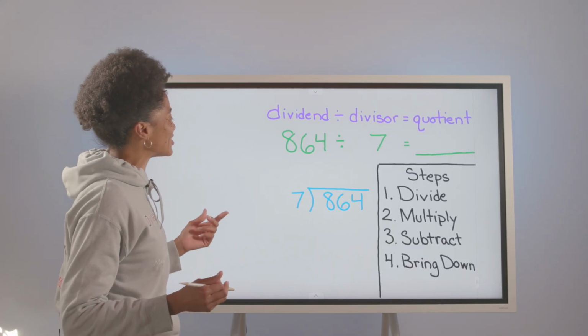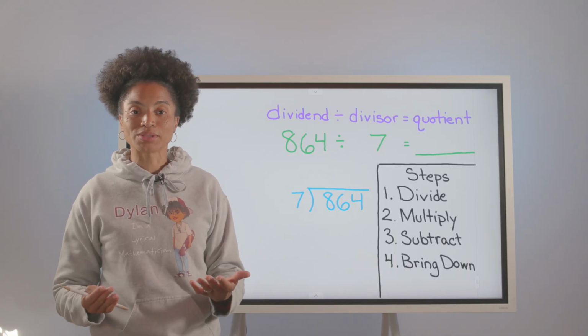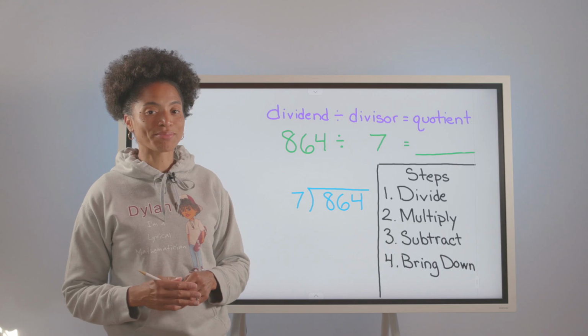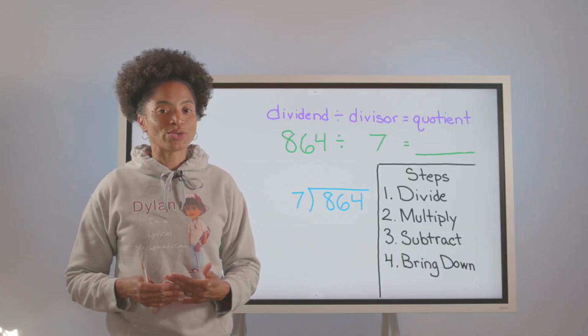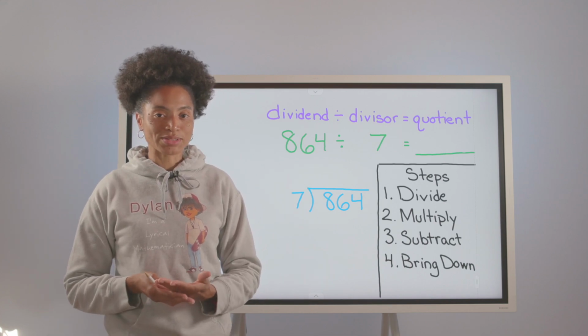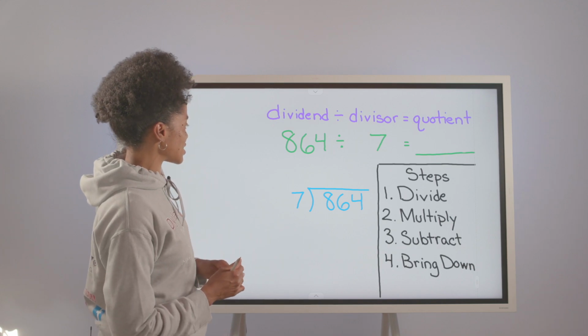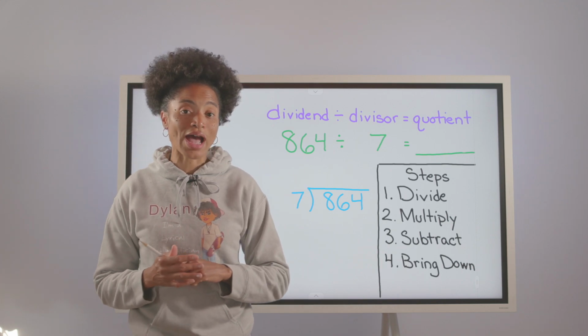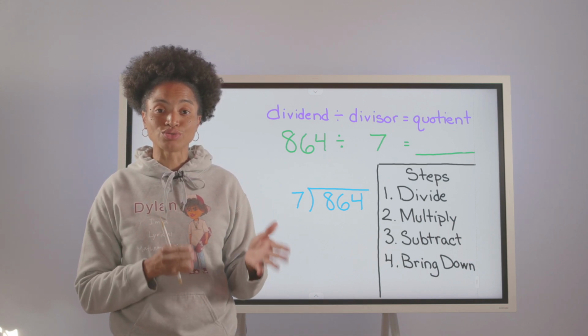All right, let's take a look at a division problem, and let's talk about what we call the numbers inside of a division problem. So, what is happening in division? In division, what we're doing is we're taking a bunch of items and we're splitting them into equal groups. So in this case, we have 864 items, and we want to split them into 7 groups with the same amount of items.